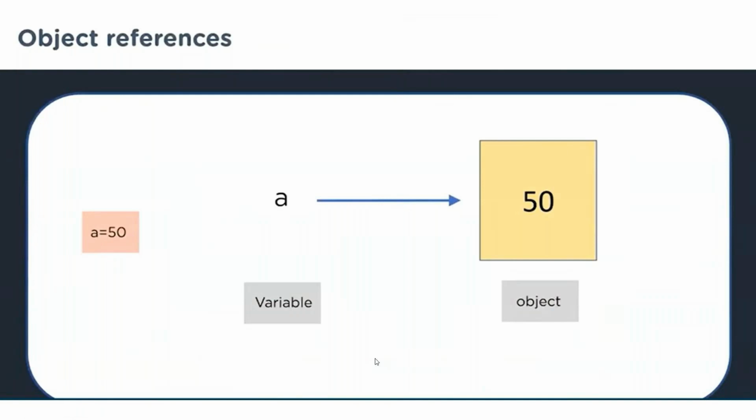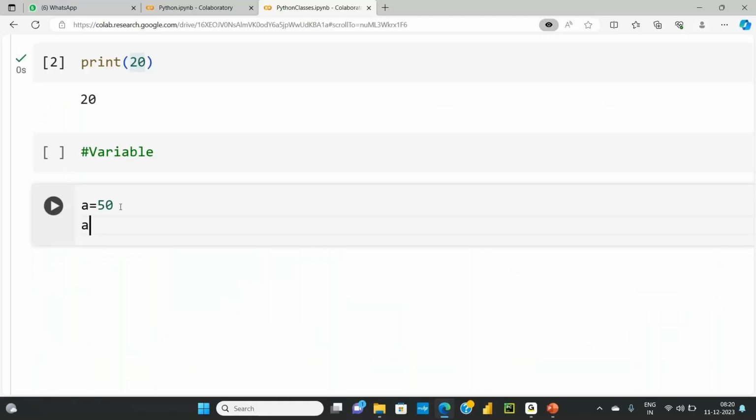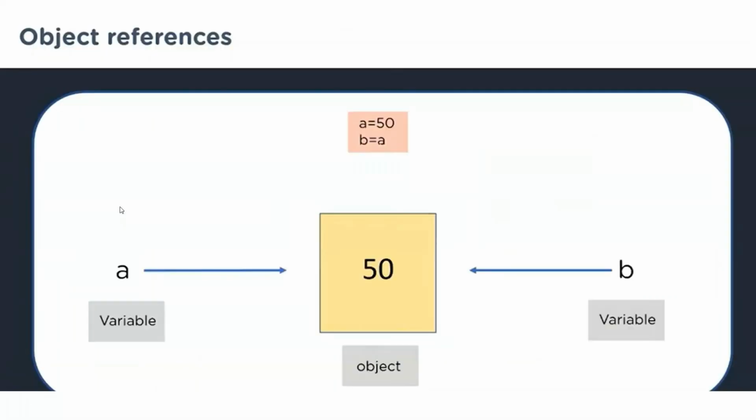A is a variable and it holds the value 50. When I call this A, it shows me 50. That is what it is trying to show. Suppose I have one more variable called B, and that also has the value 50. What it is trying to show is that 50 is the container.